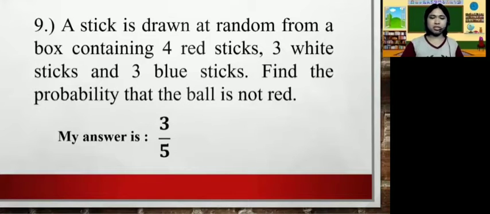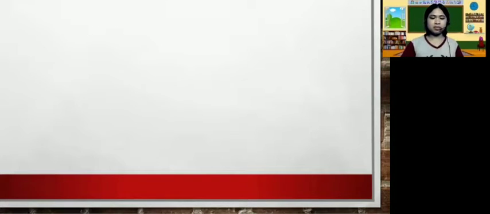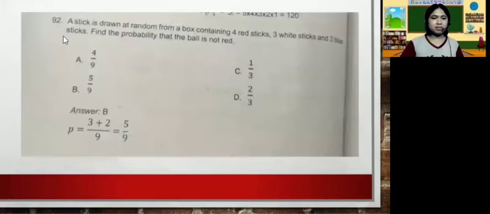So let's check. This is the answer key. 3/5 is not in the given choices. Letter A, 4/9, letter B, 5/9, letter C, 1/3, and letter D, 2/3. And the answer is letter B, which is 5/9. So my answer to this is 3/5.